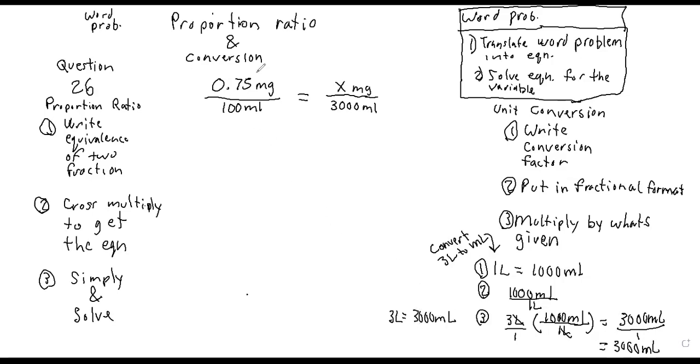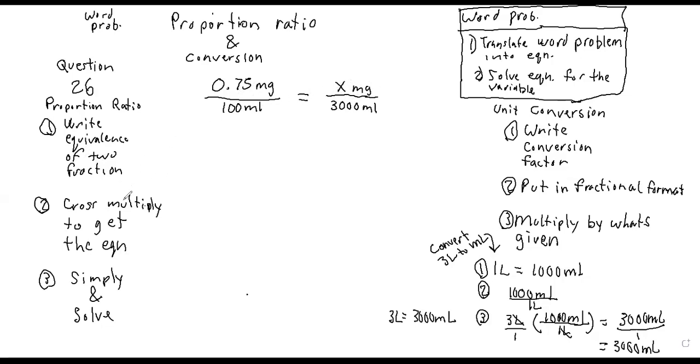So now we can go and finish setting up our proportion ratio problem, right? So we have an unknown amount of milligrams, which is what they asked us, of sodium chloride, over 3,000 milliliters equals 0.75 milligrams over 100 milliliters. Now we can use our three-step process for solving proportion ratio, which is we're going to write the equivalence of two fractions, which is what we have here. With proportions, it's always going to be one fraction equal to another, with x on the top or the bottom. Here we have the x on the top, okay?